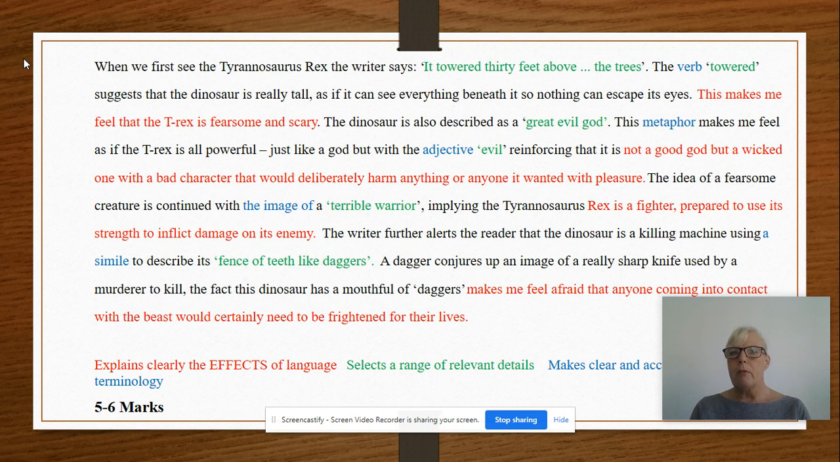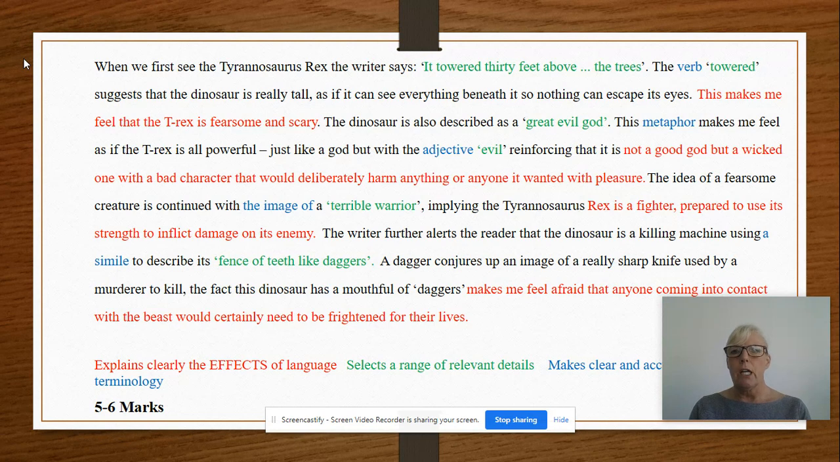And then again, this student reminds the examiner that they are talking about a fearsome creature. The idea of a fearsome creature is continued with the image. So again, that actually was a metaphor, but this student might have been not sure. So we've got an image of a terrible warrior. And that implies, so we've got words like reinforces, implies, suggests, the Tyrannosaurus Rex is a fighter. So a warrior is a fighter, prepared to use its strength to inflict damage on its enemy. So that would be the terrible warrior.